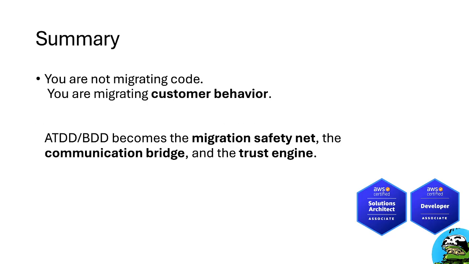Right? So, summary: you are not migrating code, you are migrating customer behavior. ATDD and BDD become the migration safety net, the communication bridge, and the trust engine. Modernization is not successful when a new system is deployed. It is successful when customers choose to use it. By using ATDD and BDD as a behavior contract, we shift modernization from a risky rewrite to a controlled migration. We stop guessing what the legacy system does and instead make its behavior explicit, testable, and trusted.